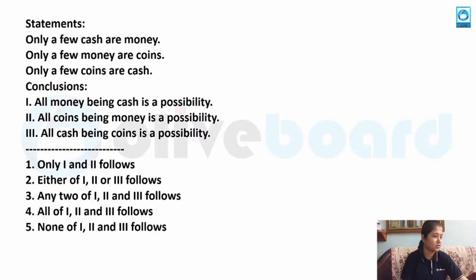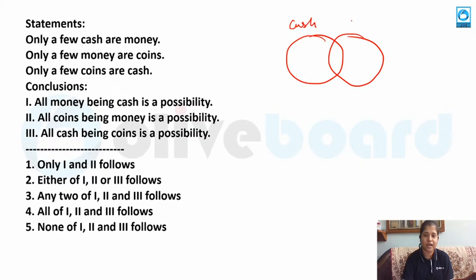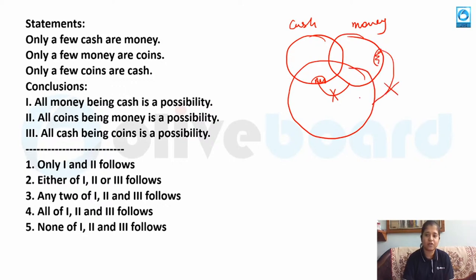Okay. Chalo, let's see. So this was an easy question. 100% of you have given the right answers. Only a few cash are money, right? So let's say this is your cash, this is your money, right? And only a few, so some portion of cash is not money. Then we have only a few money are coins and only a few coins are cash. That means we will be having a diagram like this. That is, some portion of money is not a part of your coins and some portion of coins is not a part of your cash, right? So, is tarah ka kuch aapka diagram banega.